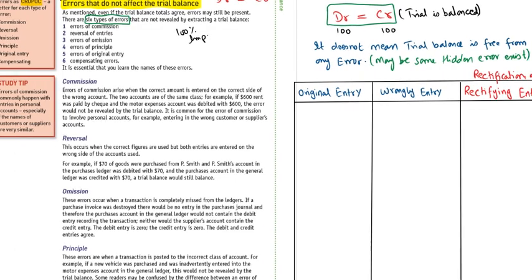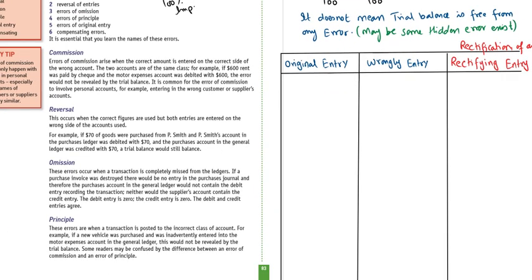So the number one error is the error of commission. When does an error of commission happen? It happens if we enter the correct amount but the wrong account. The amount is correct, but we select the wrong account.